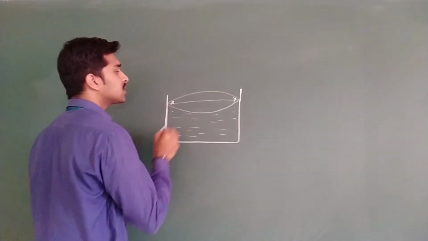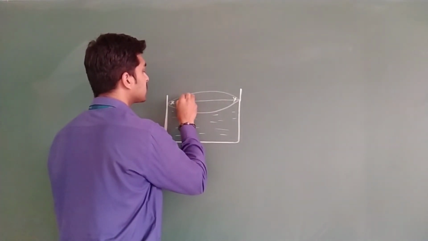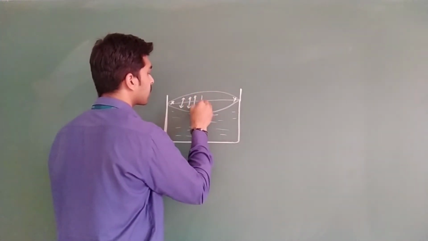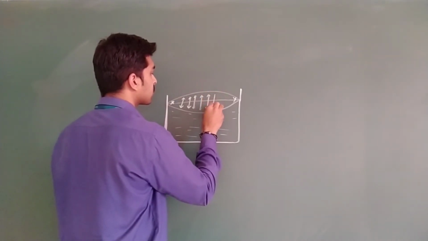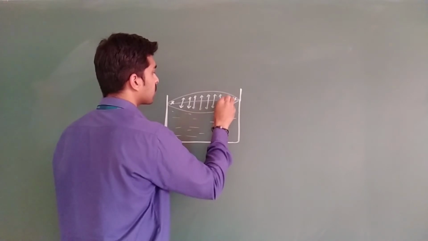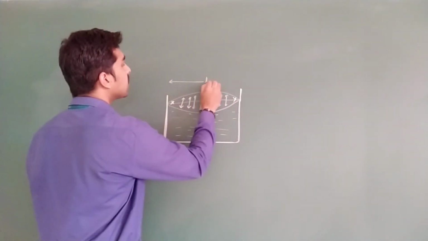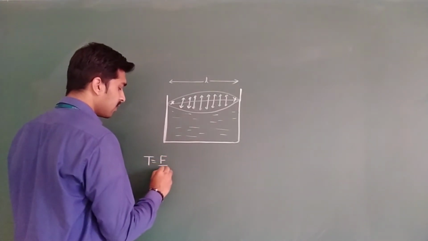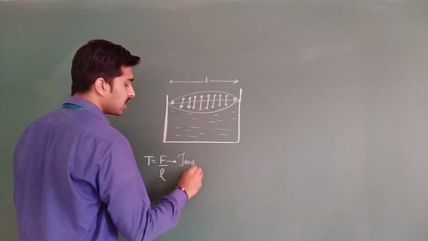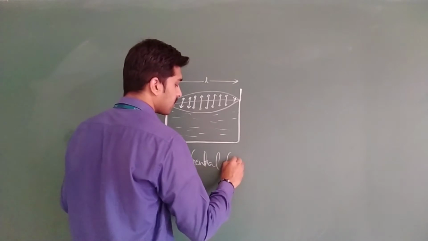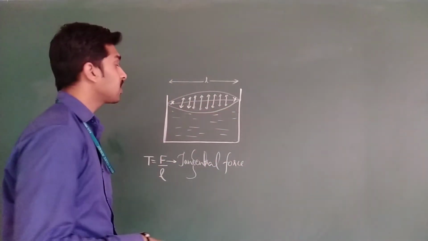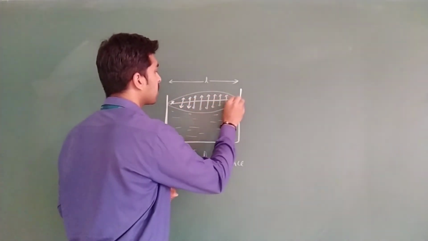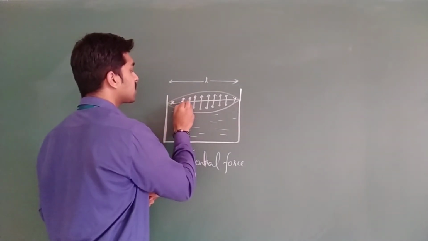Now on this imaginary line XY, on the surface, forces will be acting in this manner. So if this distance is L, then surface tension T can be defined as F by L, where F is nothing but the tangential force. That means on the free surface, the molecules here try to stretch, on this imaginary line, here as well as here.